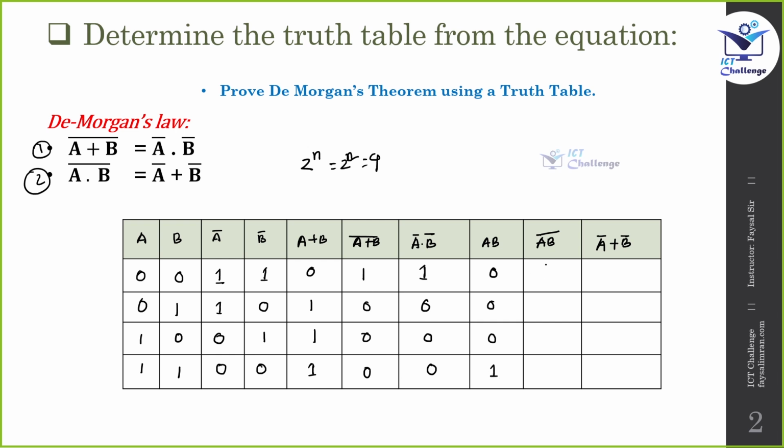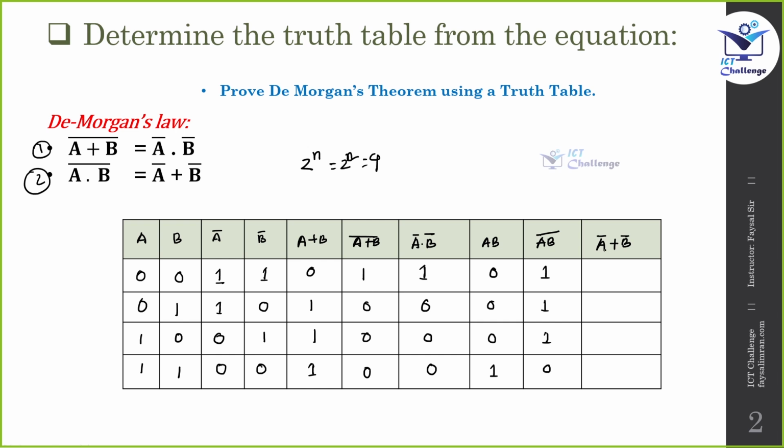So now the result of ab whole bar is the opposite value of ab. That means here we get 0, that means the value is 1. So here 0, the result is 1, 0 for 1, and for this one we will get 0.